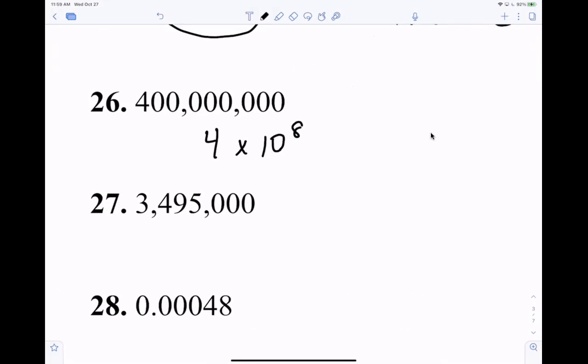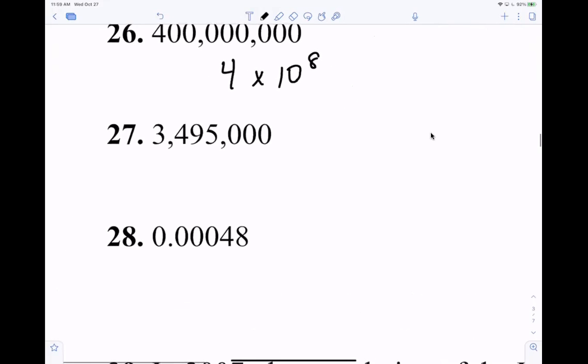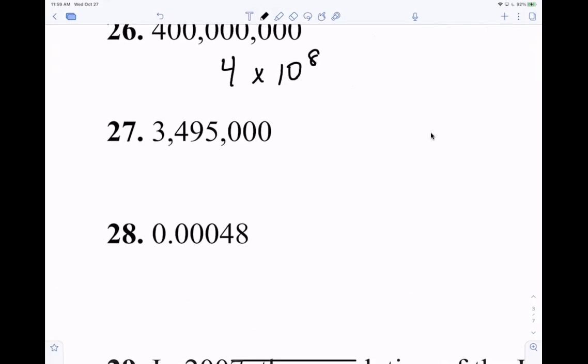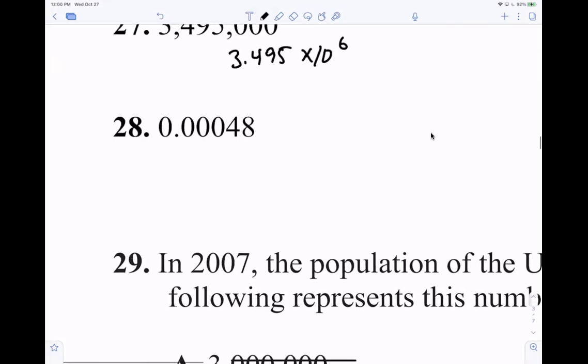All right, back over here. Help me out, Aiden. 3.495 times 10 to the 6th power. You're amazing. 3.495 times 10 to the 6th. It's 4.8 times 10 to... Yes, ma'am. I like that a lot. 4.8 times 10 to the -4.